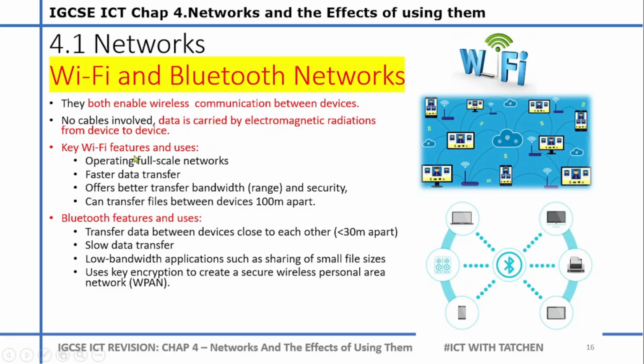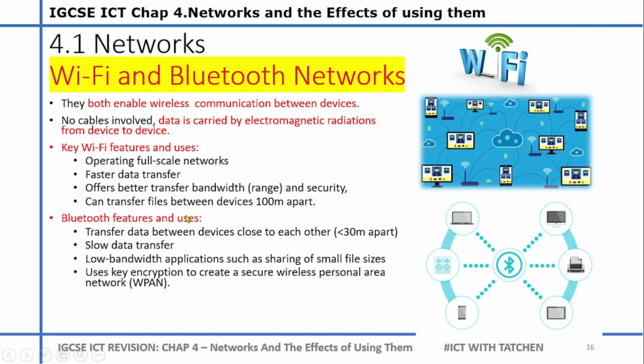Now, some key features of Wi-Fi networks are that they operate full-scale networks. Then there's also faster data transfer. It offers better transfer bandwidth and security. We also see that they can transfer files between devices 100 meters apart. That's also a very good advantage. It's with wireless Wi-Fi that we've been able to communicate across the globe.